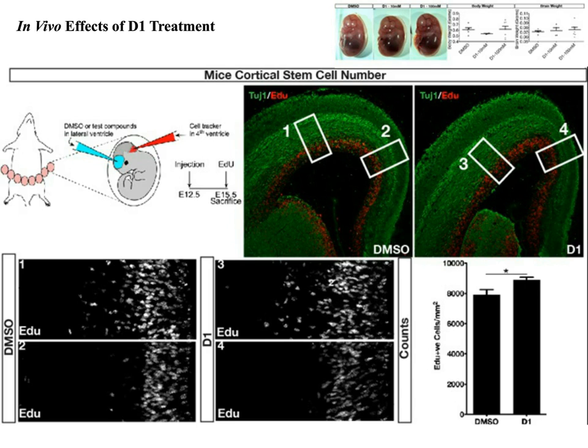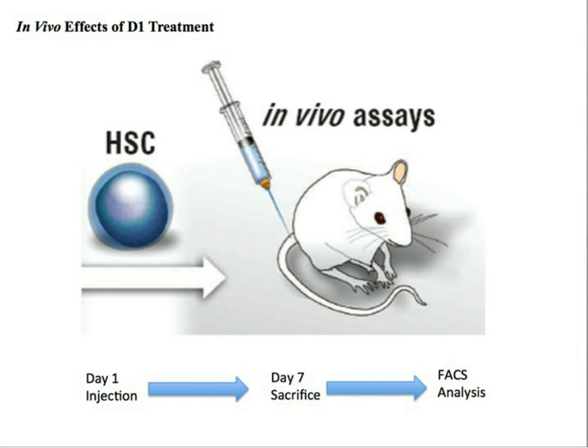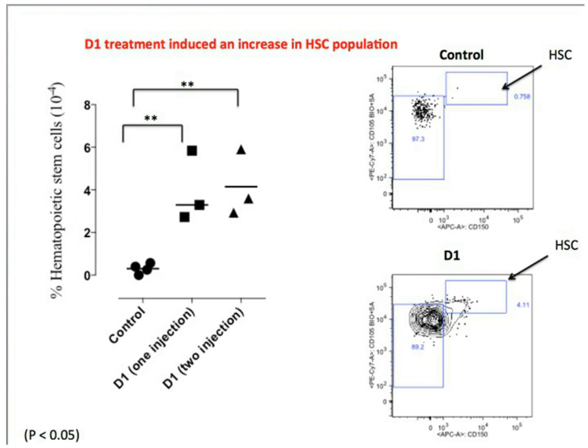And we also used another stem cell system called hematopoietic stem cell system in mice, where we injected D1 into mice, and we evaluated using FACS the amount of hematopoietic stem cells that are enriched in D1 treated mice. And indeed we saw when mice are injected with D1, there is an increase in hematopoietic stem cell system.